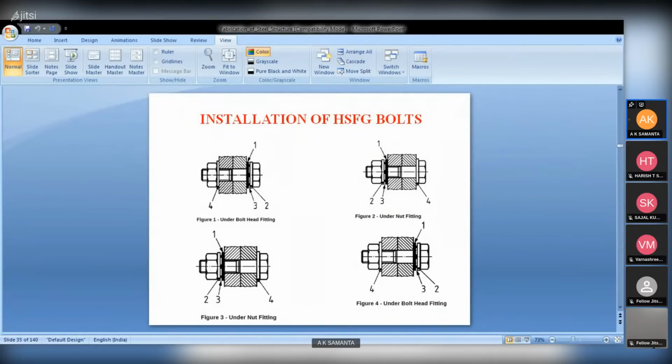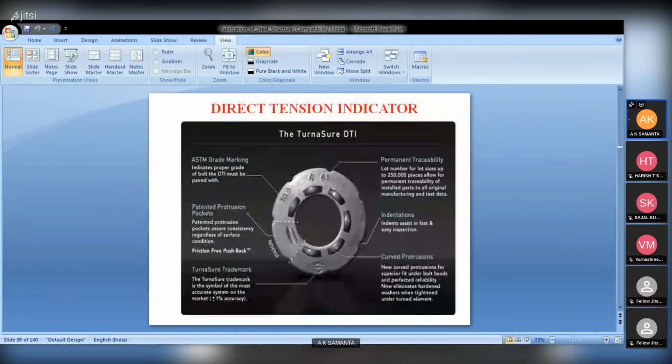One is the direct tension indicator. In the morning Mr. Basu was discussing how the bolt should be tightened. Bolt's tensile strength is the criteria. We have that yield strength level, so around 70 to 75% of the strength should be applied in the bolt. Otherwise, the bolt will go into the plastic stage beyond the yield strength. As a result, instead of tightening, the bolt will become loosened once it starts yielding.